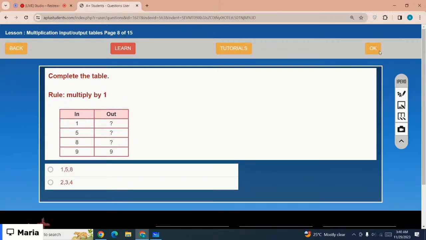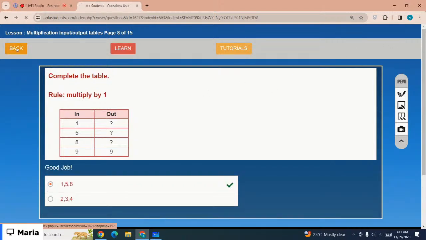Okay, the next one is multiply by 1, which is the correct option. Yes, the correct option is option number 1. 1 times 1 is 1, 5 times 1 is 5, and 8 times 1 is 8, right? Okay, you can complete the lesson by yourself later today.